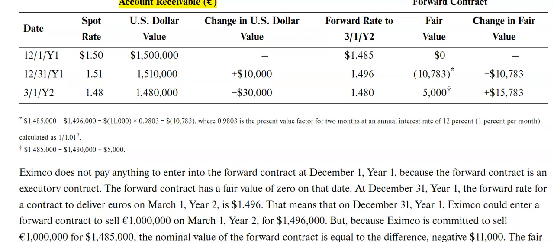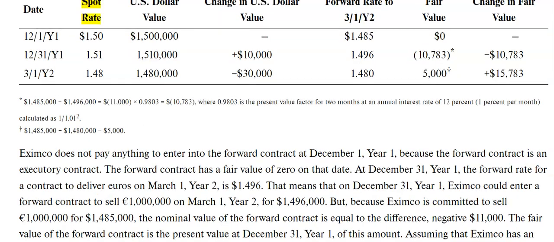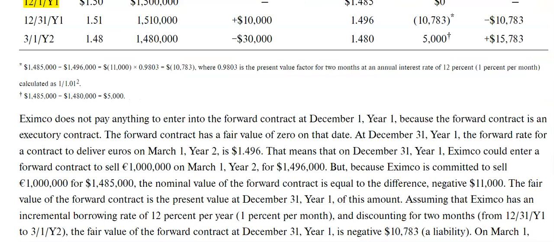Account Receivable, Euro. Forward Contract. Date. Spot Rate. U.S. dollar value. Change in U.S. dollar value. Forward rate to 3/1/Y2. Fair value. Change in fair value. 12/1/Y1. $1.50. $1,500,000. $1.485. $0.